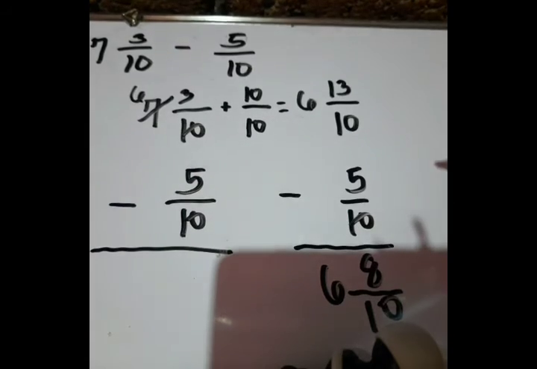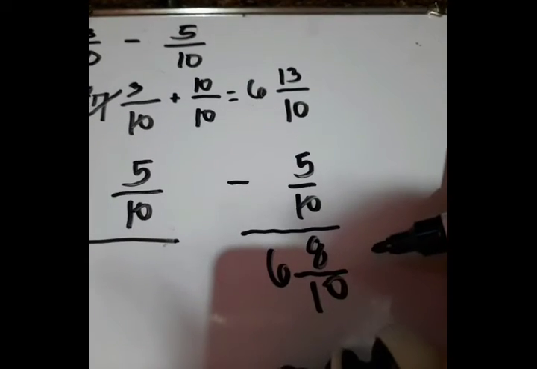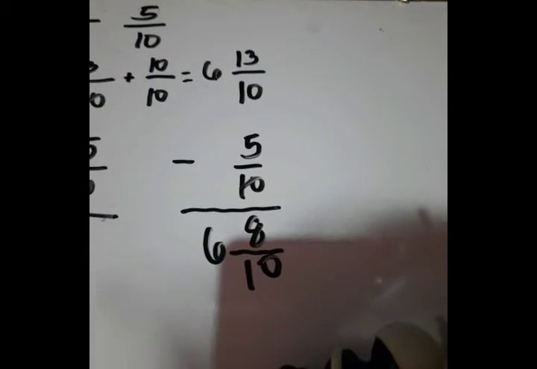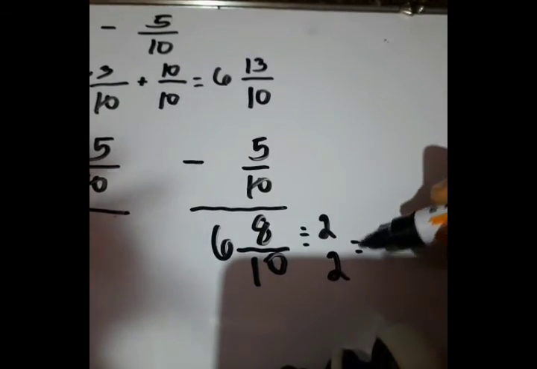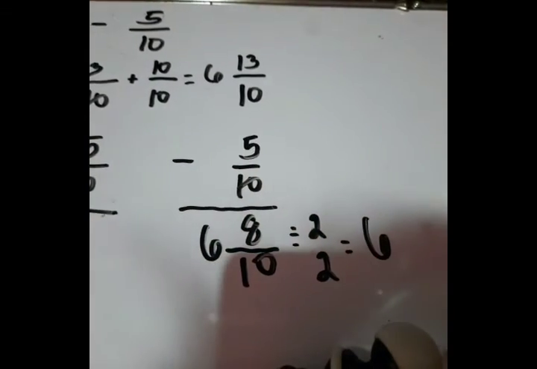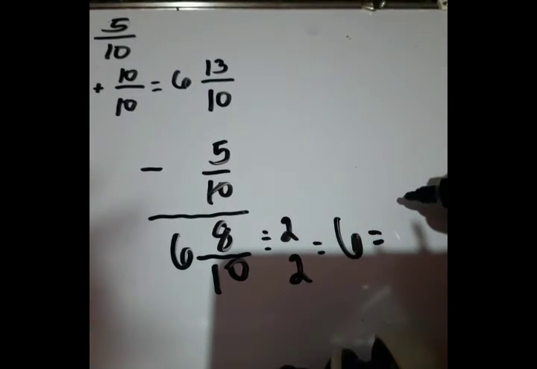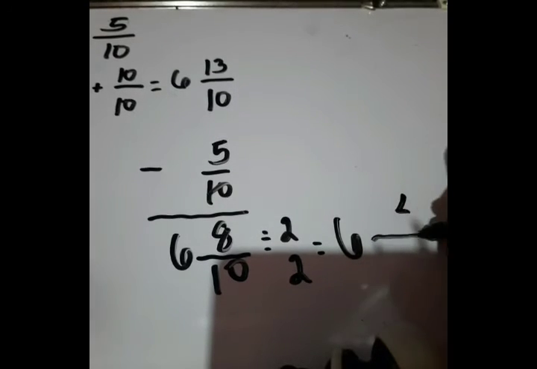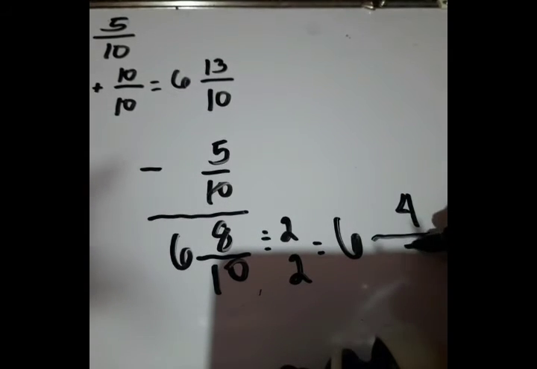6. Okay. My question is, can we simplify this one? The 8 over 10? Okay. So what will be the greatest common factor of this one? Yes, that is 2. So we will divide them by 2. We will just copy 6 because 6 cannot be simplified. So we have 8 divided by 2 is equal to 4. So we have 4, and then 10 divided by 2, we have 5.